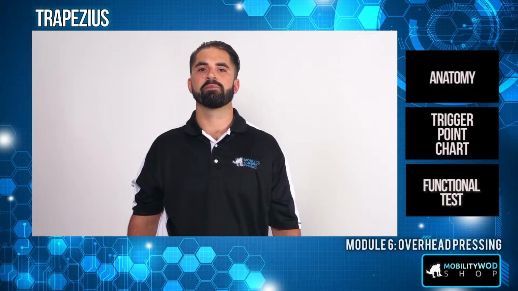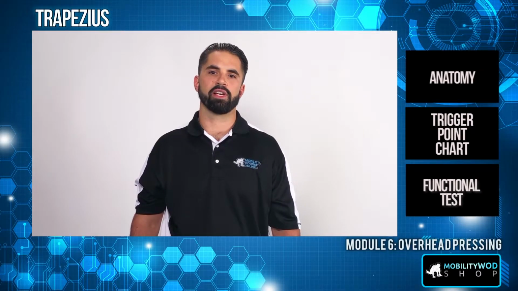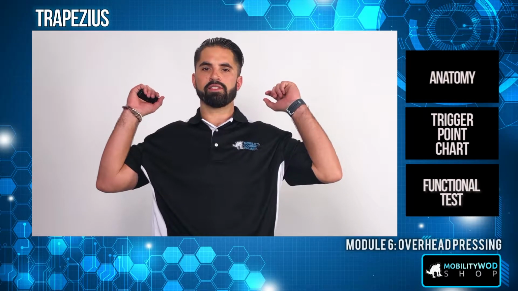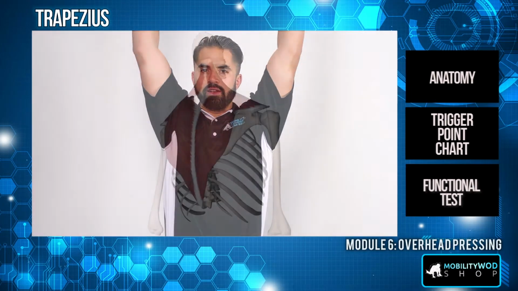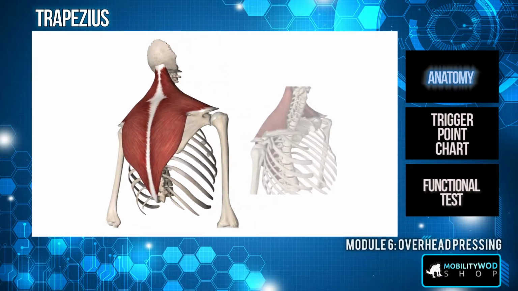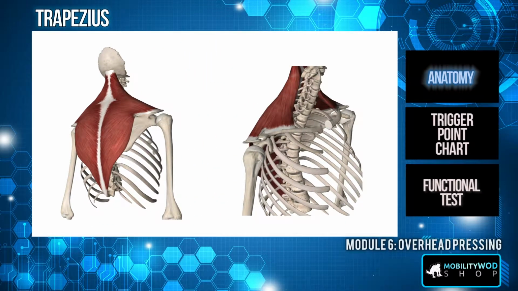The trapezius muscle teams up with the serratus anterior to accomplish upward rotation of the shoulders from 90 degrees to full lockout overhead. Note that there are three main portions: the upper, the middle, and the lower trapezius. The upper trapezius is frequently involved in headaches, while the lower trapezius is responsible for scapular stabilization.